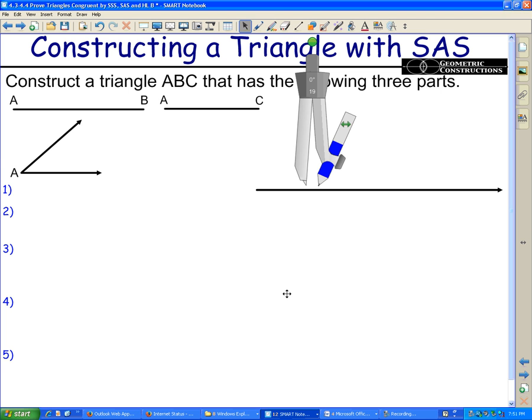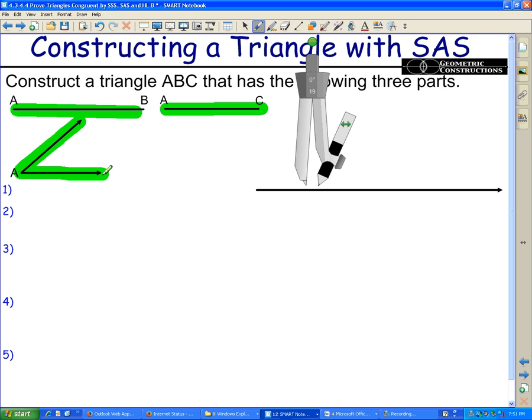These are our parts that we're going to be using right here. We've got segment AB, which is one side. We've got segment AC, which is another side, and then we have an angle, angle A. Those are the 3 parts that we're going to use to build our triangle. And because we learned very early in the semester how to duplicate sides and how to duplicate angles, this really isn't going to be that tough of a construction.